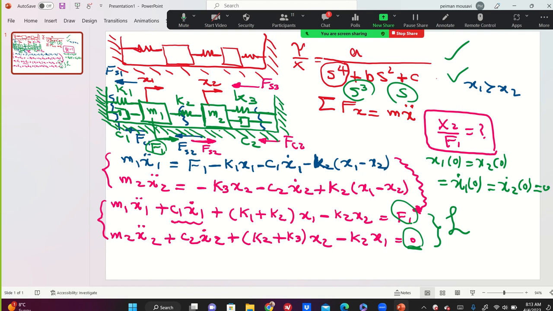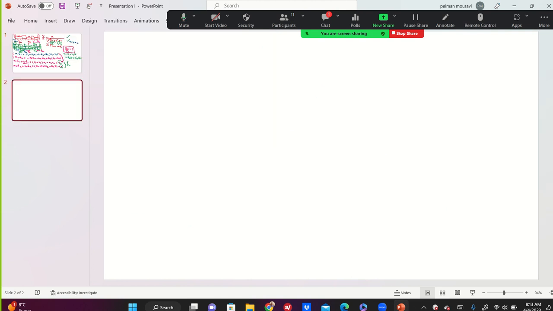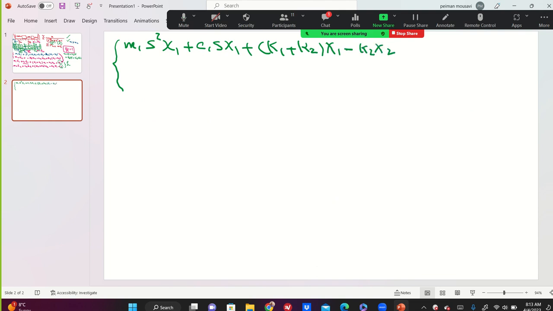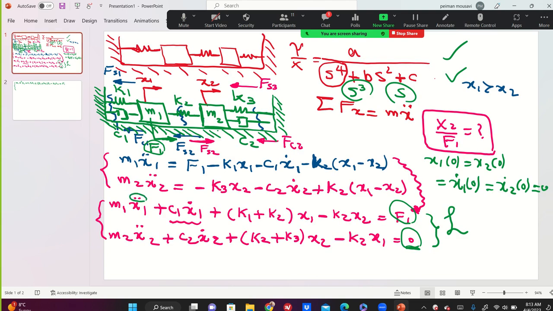So can I go to next page? Yes. So what you're gonna have is m1 s square x1, I'm dropping this, plus c1 s x1 plus (k1 plus k2) x1 minus k2 x2 gonna be f1 in S domain. S square, S, and the rest.